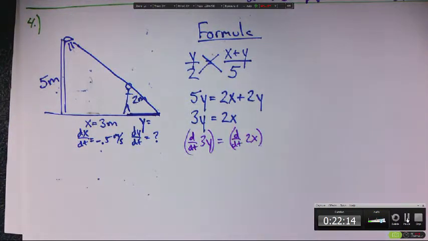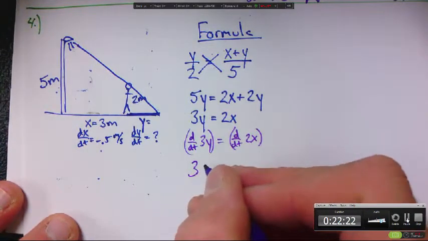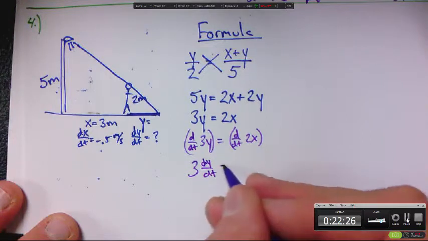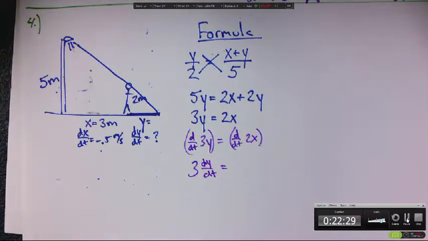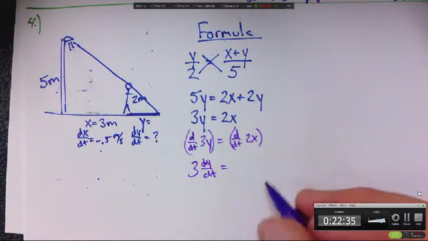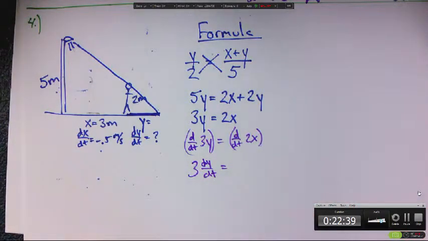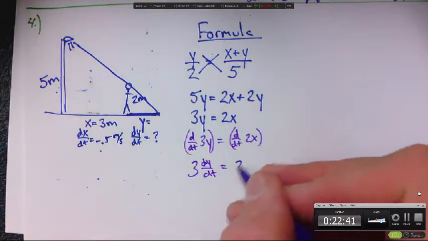What's the derivative of 3y? 3 dy/dt is equal to the derivative of 2x in terms of time, which is 2 dx/dt.